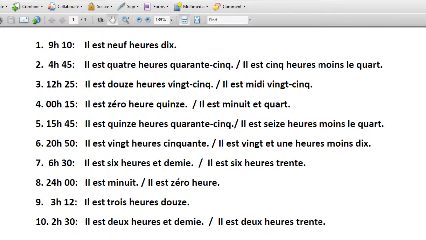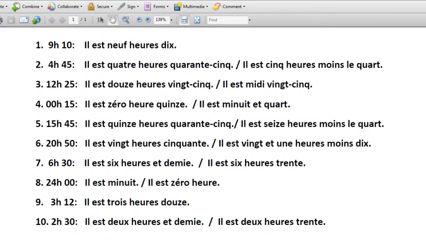You can say both. Now 00:15. You can say accurately, il est 0 heure 15. 0 hour 15. Or you can use il est minuit, it's midnight. So you can say il est minuit et quart. Next, 15 hours 45. Il est 15 heures 45. You can say that, or the best way can be this. Il est 16 heures, we go 1 hour ahead. 15 here, we go for 16 here. 16 hours moins le quart.